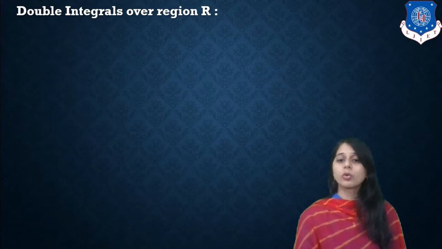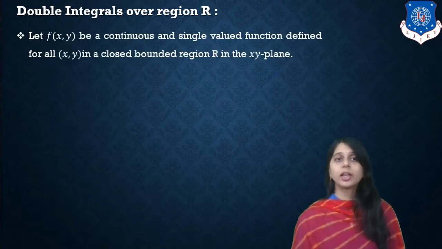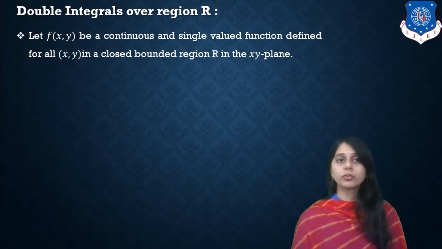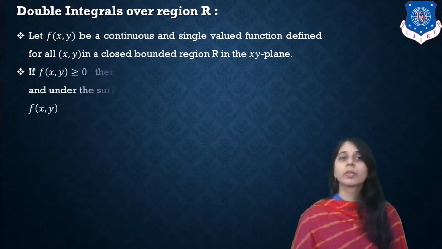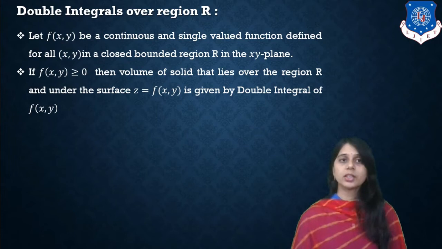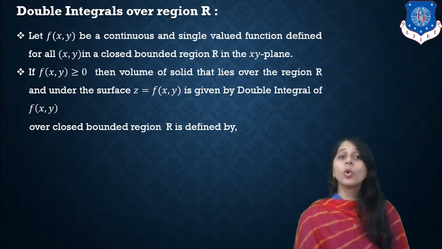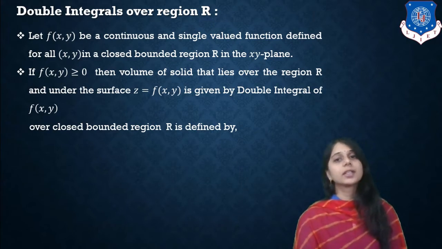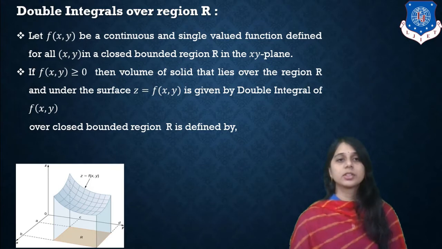What is a double integral over region R? Let f(x,y) be a continuous and single valued function defined for all (x,y) in a closed bounded region R in the xy plane. If f(x,y) is greater than or equal to 0, then the volume of the solid that lies over the region R and under the surface z equal to f(x,y) is given by the double integral of f(x,y) over the closed bounded region R.